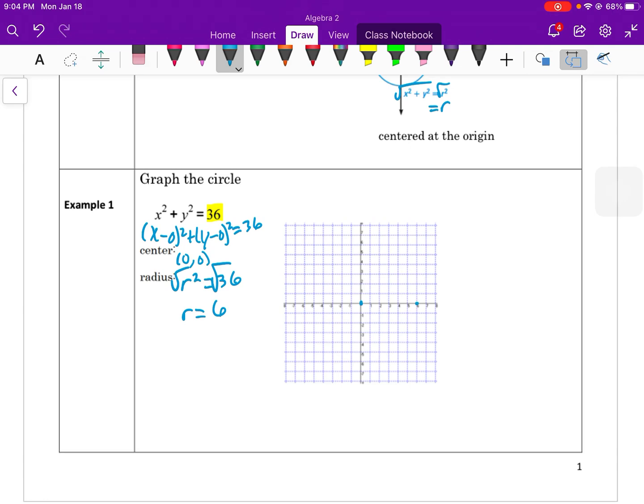So that's 6 units up, 6 units right, 6 units left, and then 6 units down. All of those are 6 units away. So from the origin to any point, our radius equals 6 units. And then the diameter all the way across would be double r.